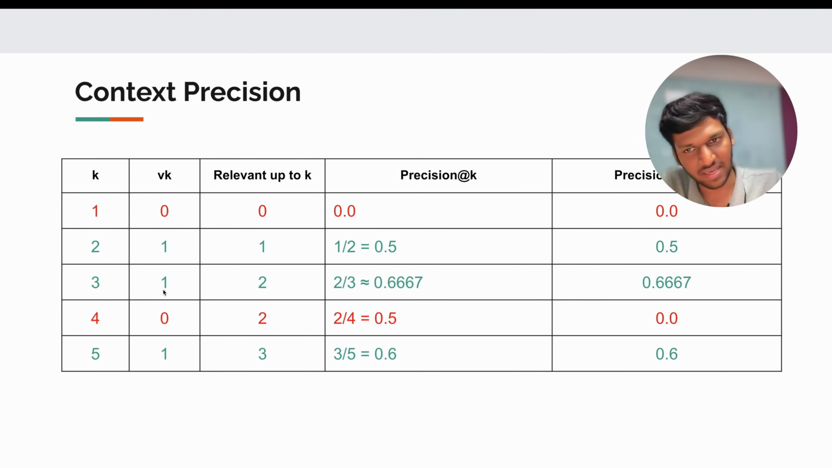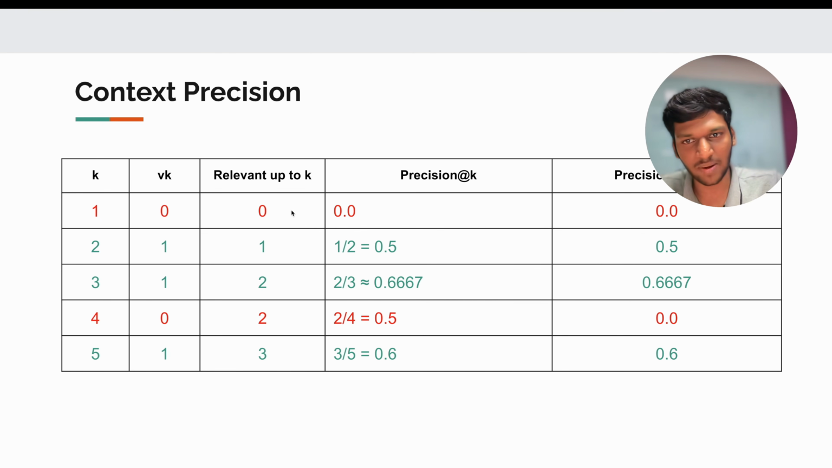Third chunk is relevant? Yes. How many chunks as of now have we seen? 2. What is the score? 0.6. Fourth chunk, is it relevant? No. How many chunks have we seen? 2, and 2 by 4 is 0.5. And fifth chunk, is it relevant? Yes. How many chunks have we seen as relevant as of now? 3. So 3 by 5, 0.6.